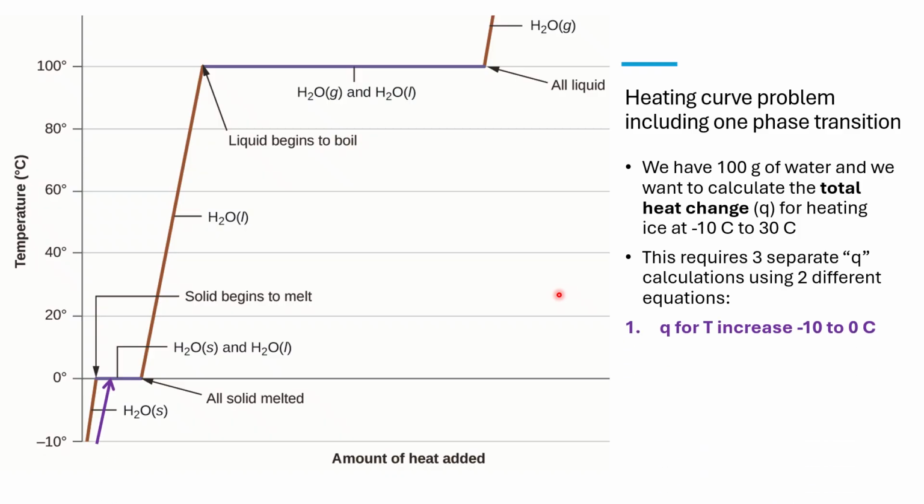Well, the first one is going to involve calculating Q for the temperature increase from minus 10 degrees to 0 degrees centigrade. On the graph here, this is represented by the purple arrow. The next calculation is what we call the phase change calculation, which is this steady temperature portion of the graph where we actually have melting. And then the third calculation is going to be the increase in temperature of our all liquid water up to 30 degrees centigrade.